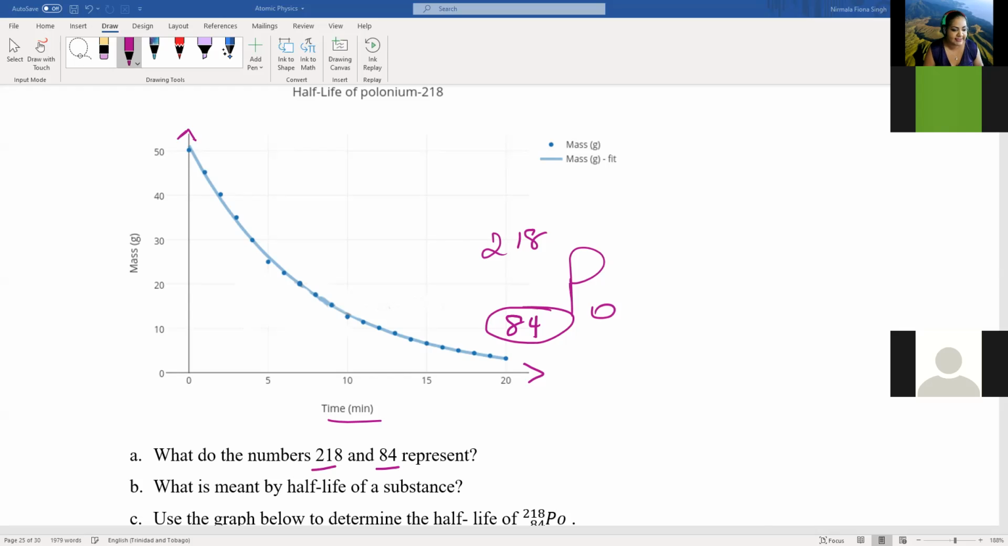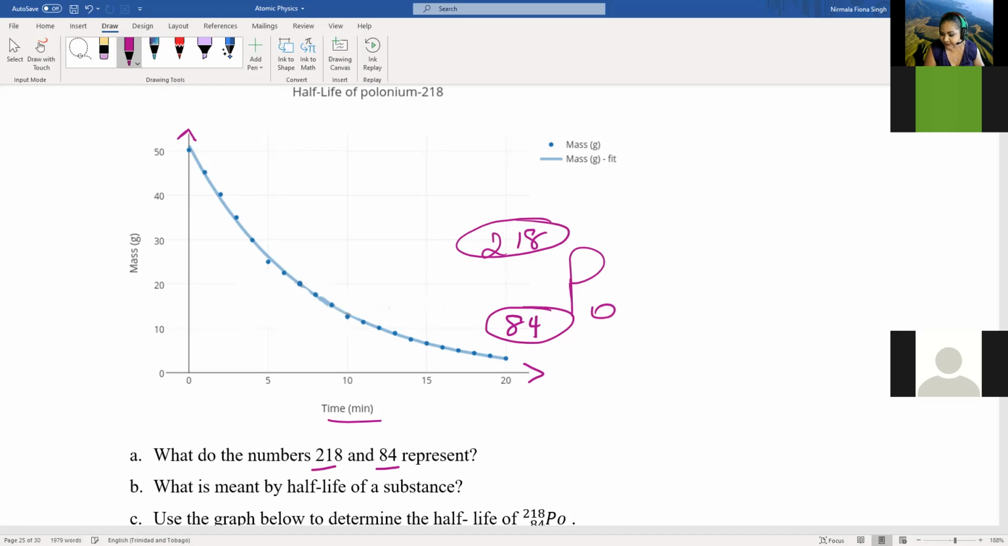And 218, which is your nuclear number, represents how many of what particles? I will leave you to look that up.